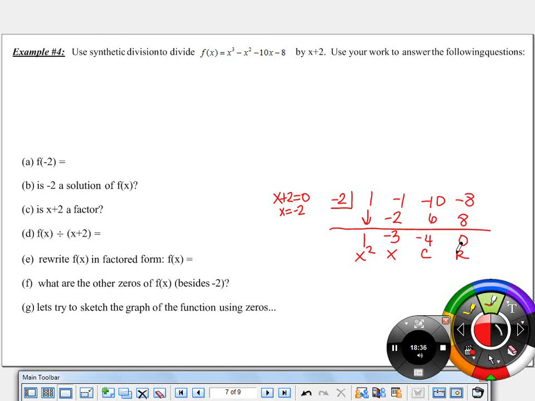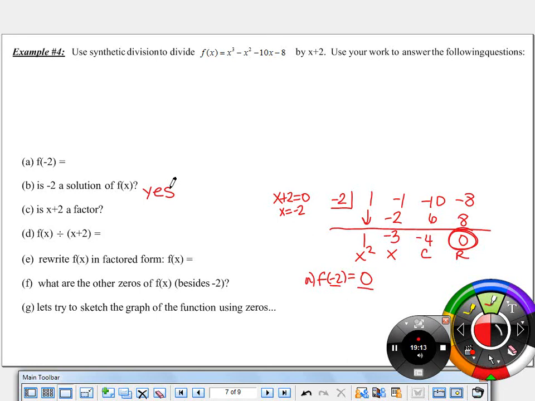So the first question, A, says, what is f of negative 2? Well, remember what we saw last time. I can go back and plug in that number, but my remainder tells me the answer. So f of negative 2 is equal to 0. So is negative 2 a solution of f of x? Is it an x-intercept? When you plug in this x value, do you get 0 for y? And we see that we did here. We plugged in this x, we got 0 for y. So it is a 0. It is an x-intercept. It is a real solution to this problem. So the answer for part B would be yes.